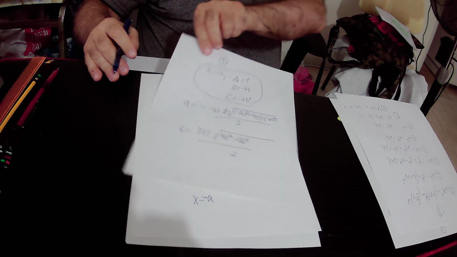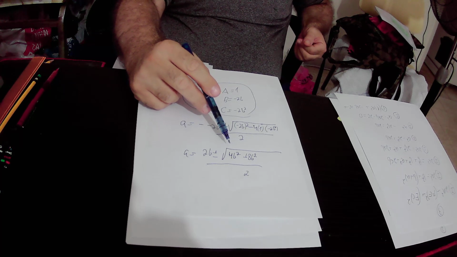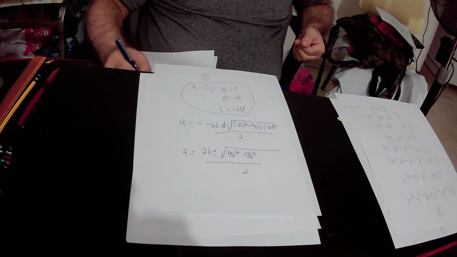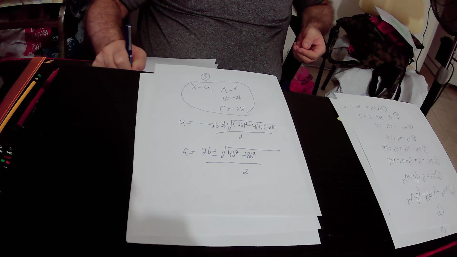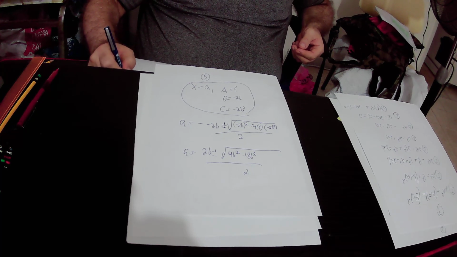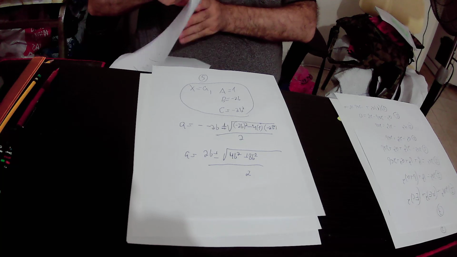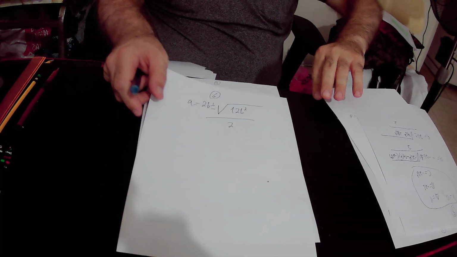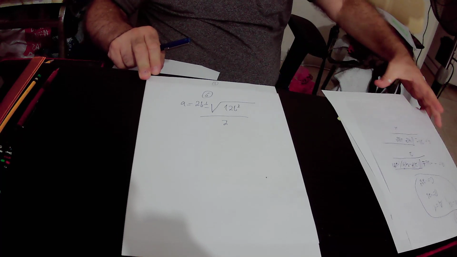Okay, in total we got that our variable A equals 2B plus minus root of 4B squared plus 8B squared. 4B squared plus 8B squared equals 12B squared. So we got that A equals 2B plus minus root of 12B squared over 2. So in total we got that A equals 2B plus minus root of 12B squared over 2. 12 equals 4 times 3, so I write it down.